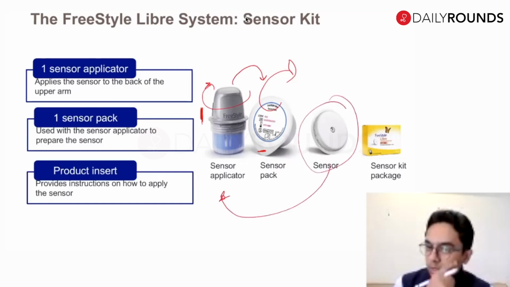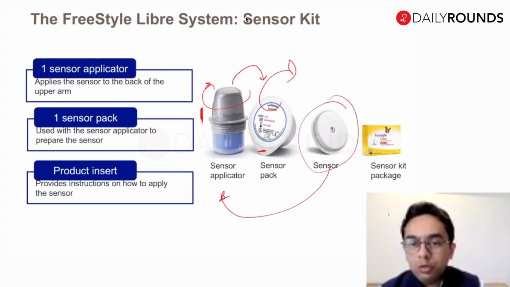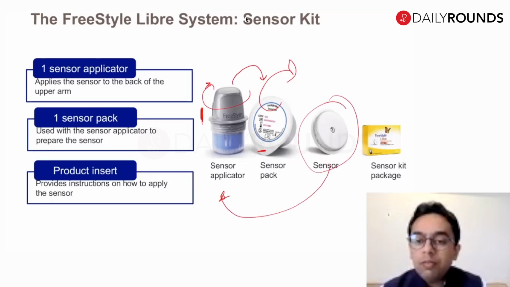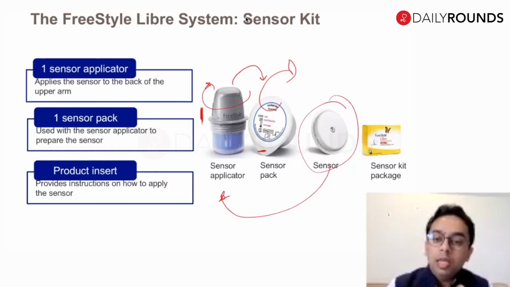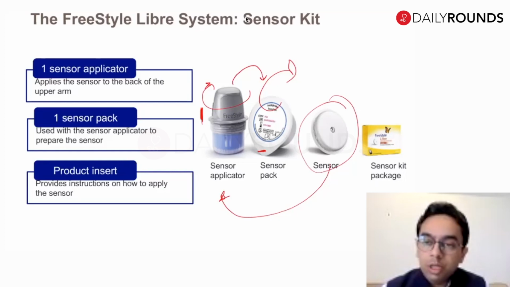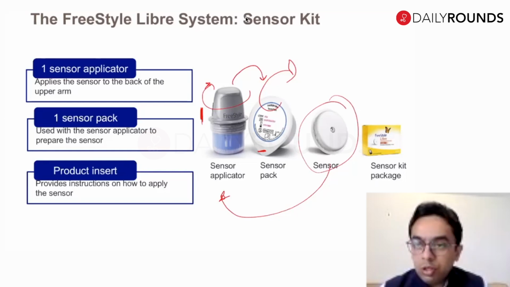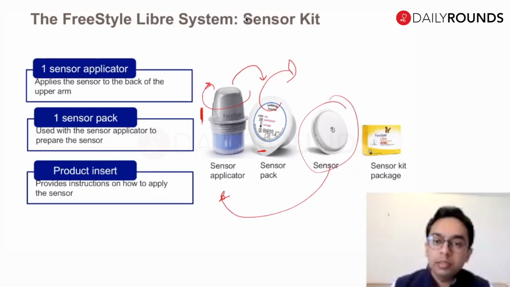This is how it is done, and then you have to bring this whole thing against your arm. Obviously you have to clean first, and then once you put this, you press it and the sensor is applied, and there is a sound which tells you that the sensor is now applied on the body. Then softly you remove this applicator, and the sensor is placed wherever you have pushed it. Okay, that is how we put this Libre sensor.